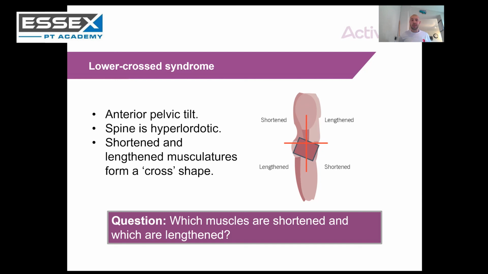Shortened and lengthened musculatures form a cross shape, all right? So again, it's the same, it's just it's lower down, it's a different issue, different tilt. So the abdominals are going to be stretched. They might not be weak, again, if you think of a gymnast, but they might be sort of lengthened. Lower back muscles really tight, okay, because they're pulling there.